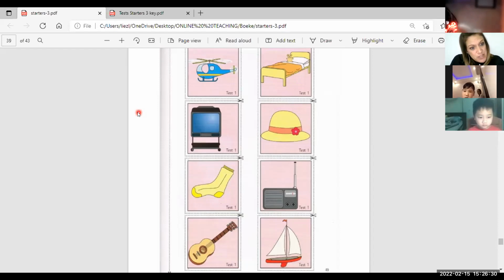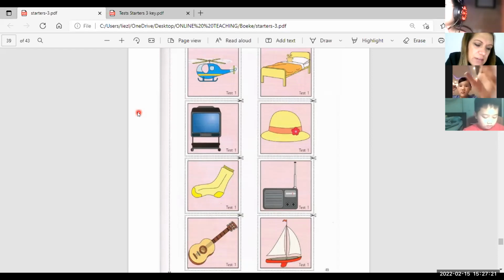What is underneath the helicopter, Khôi? It is a TV. Good. Yes, there is a TV. Good job. What's next to the TV, Dongni? Next to the TV is a hat. A hat, yes. And what can you see on the hat? The hat has a flower. A flower. What is underneath the TV, Ty? What can you see there?